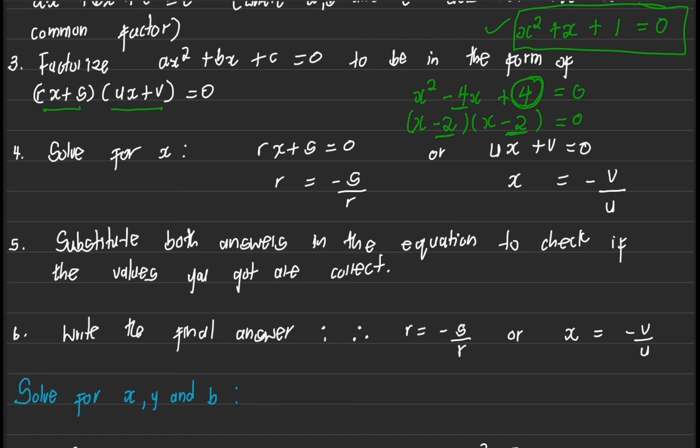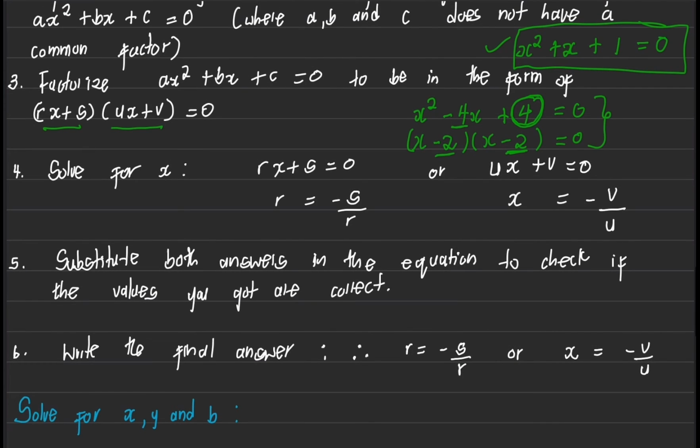So the fourth step is solving for x. Since we have x minus 2 in this example we made here, we are going to have x equal to 2 when we solve this equation. And the answers are going to be the same, so we're going to have one x value for this equation.